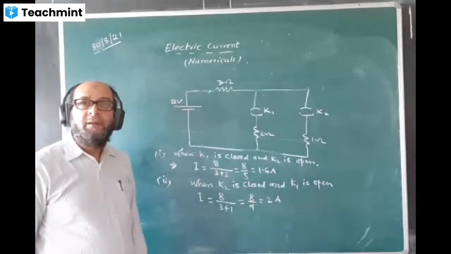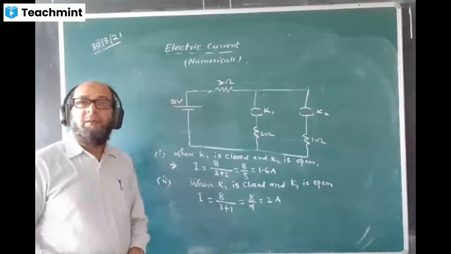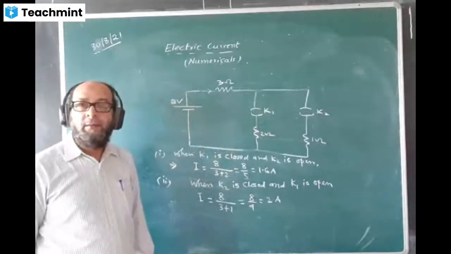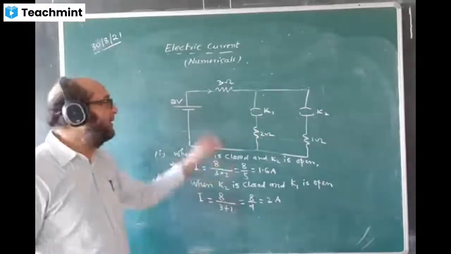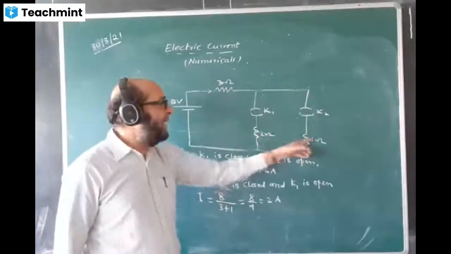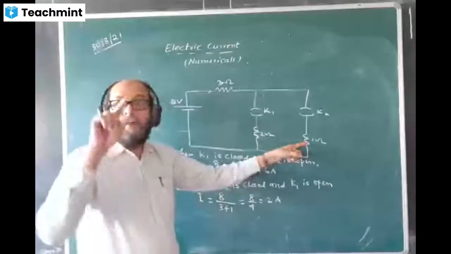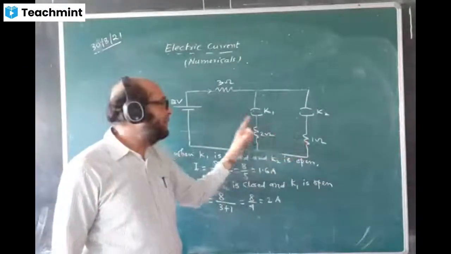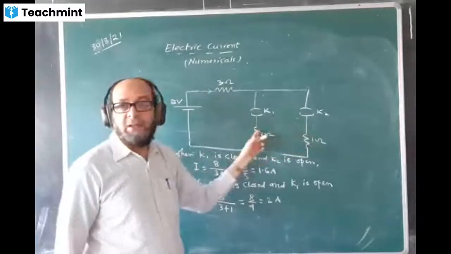Yes, sir. By chance, if the question comes that both K1 and K2 are open, then what will happen? If both of them are open, current will flow this way also, this way also. That means these two are in which combination? Parallel. So first I will find the parallel value. 1 by Rp is equal to 1 by 2 plus 1 by 1, because current is flowing in both the resistances.